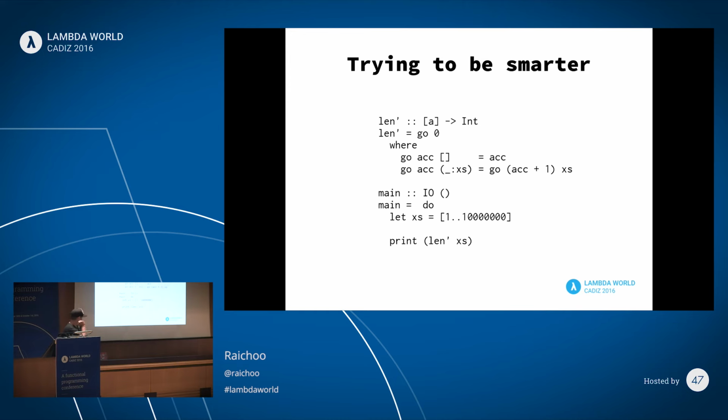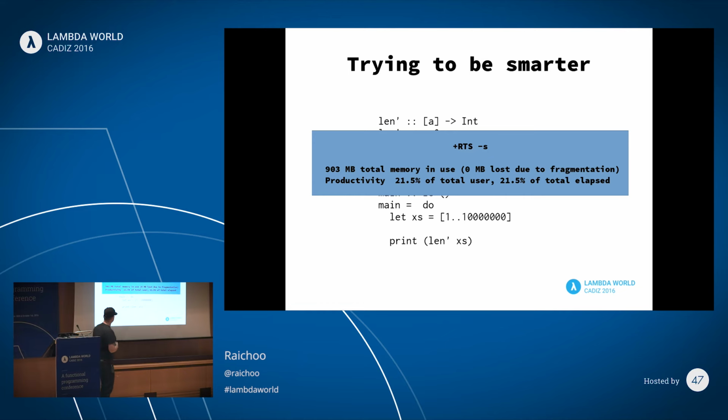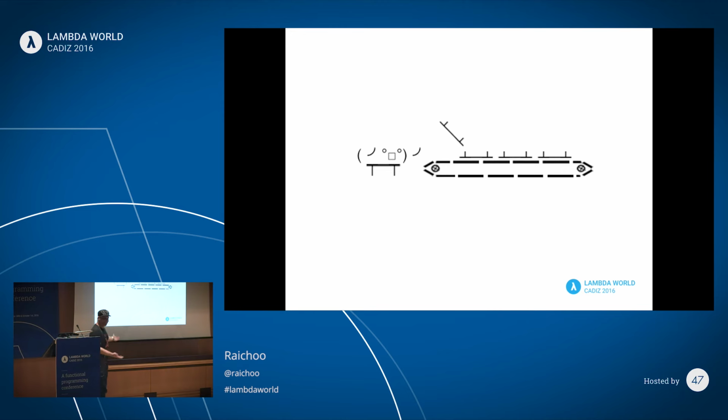So we are kind of happy that this should make everything better, but it doesn't. It makes things worse. I mean, 903 megabytes, 10% less productive. What's going on here? I mean, that was me. This is literally me. So this was really one of the reasons why I wanted to quit Haskell, because I thought I cannot think about things like that.